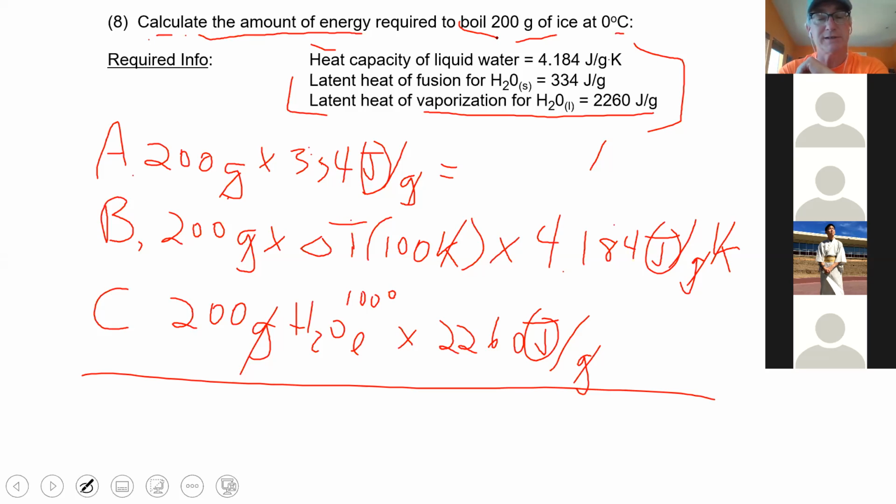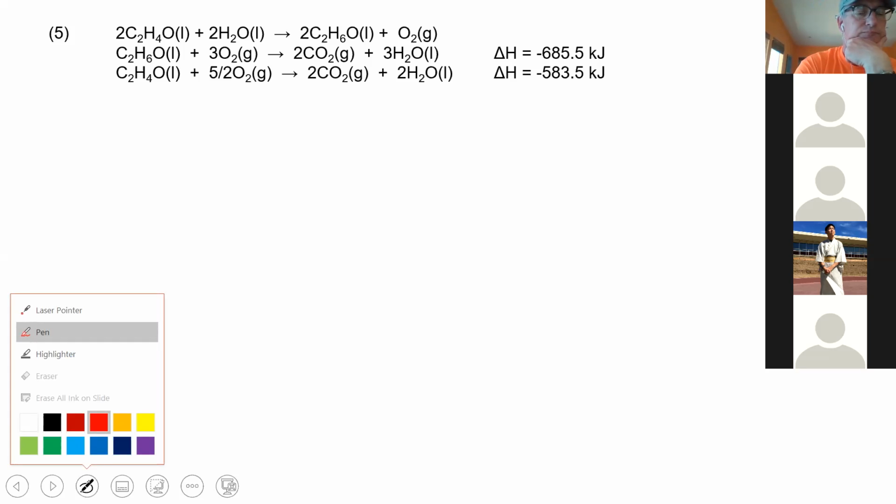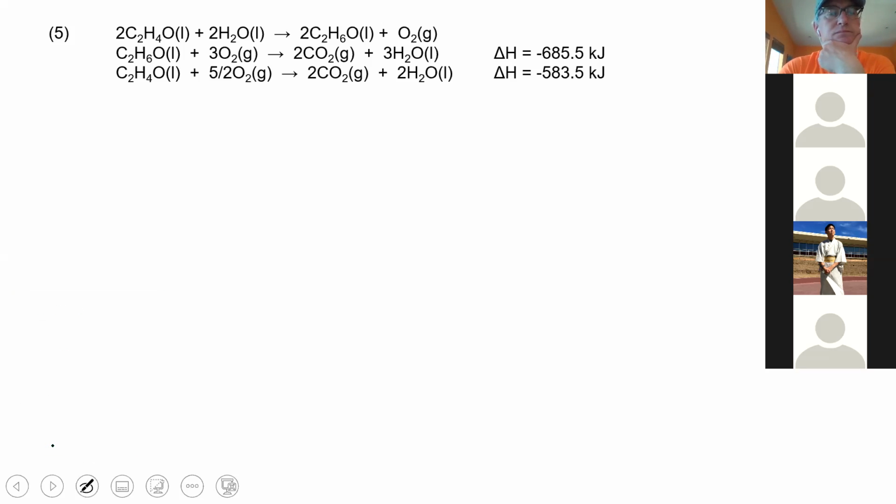And any other questions? I was wondering if you could go through number 5. Okay. Number 5. What's your first step in number 5? What do you want to do first? So when I was doing number 5, I switched the second reaction. You reversed it. Oh yeah, okay. And therefore the delta H was going to be a positive number now instead of a negative.